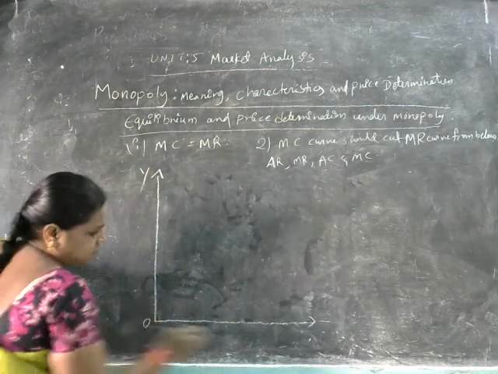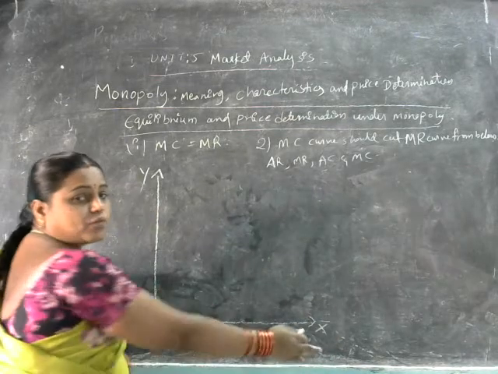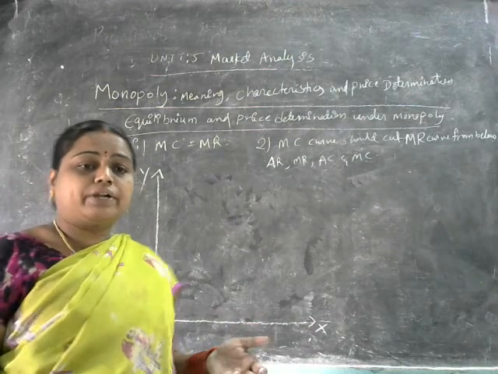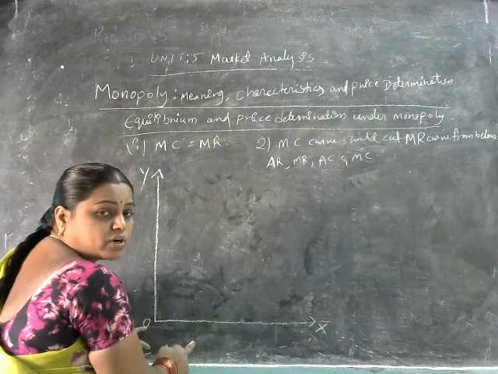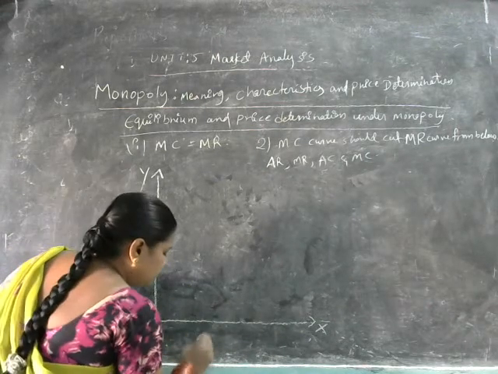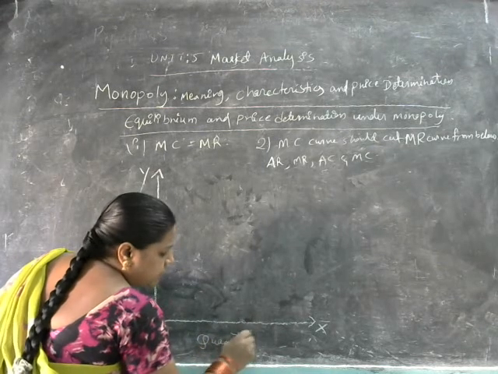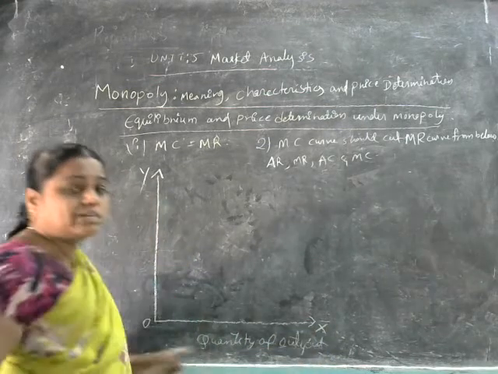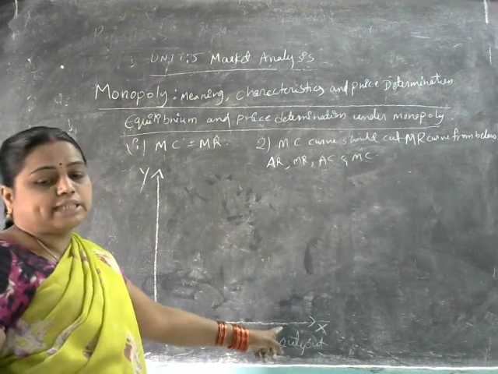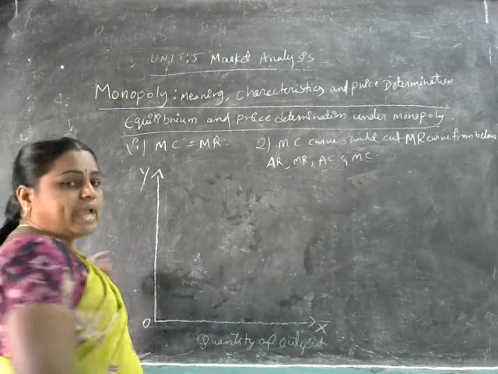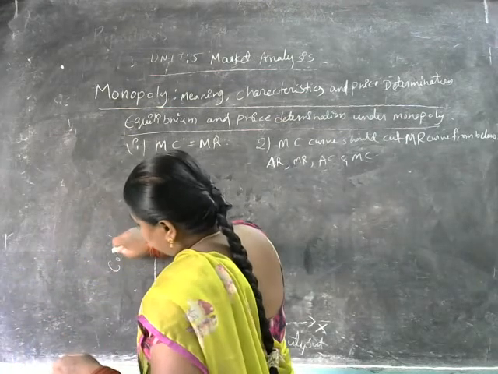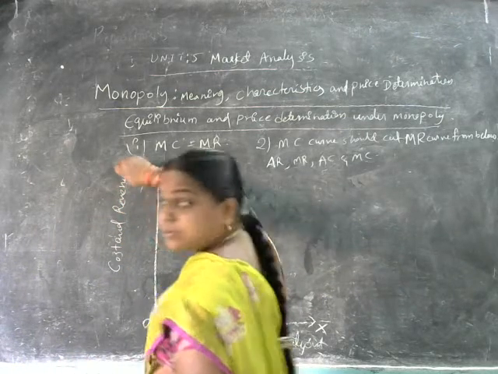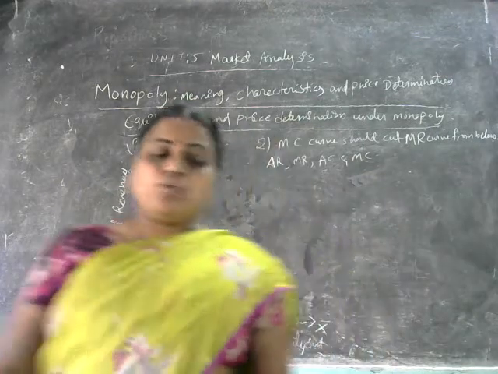This is the OX axis, this is the OY axis. On the OX axis we always measure the quantity of output. Always the quantity of output will be measured on the OX axis. Cost and revenues will be measured on the OY axis here.